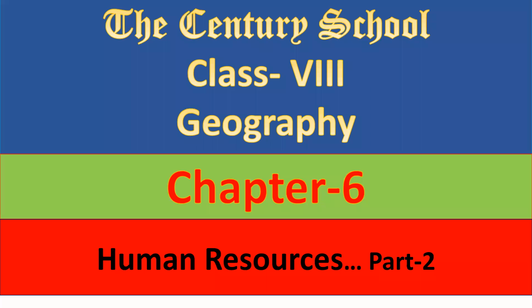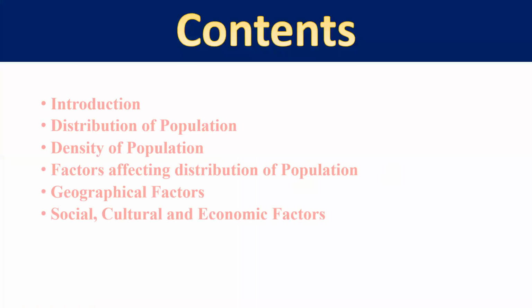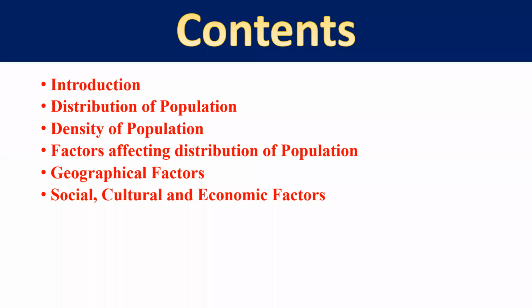In the previous video lecture, we started the sixth chapter of geography, that is human resource, and this would be the second part of this chapter. If we think about the previous video lecture, we have completed these topics. First of all, the definition of human resource I have given you. Then we have discussed the distribution of population, which is uneven, and we have also discussed the factors why the distribution of population is uneven.